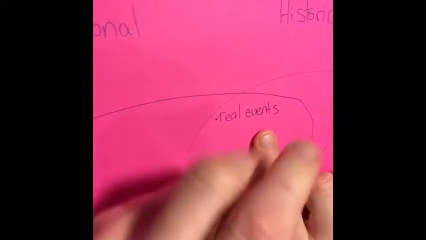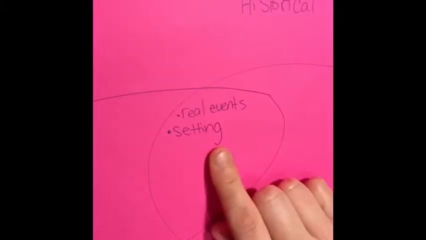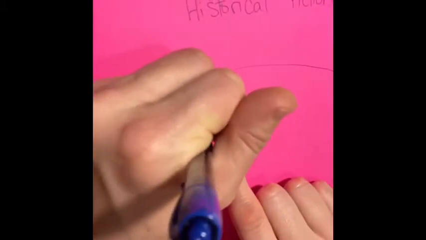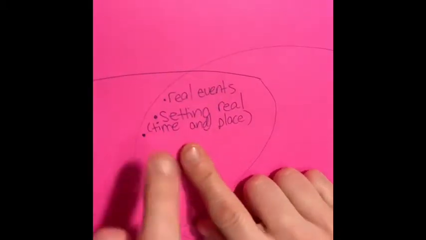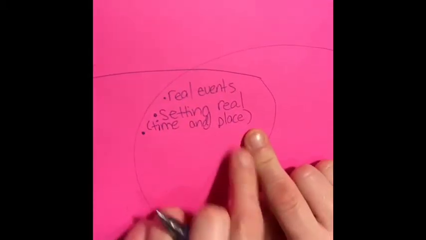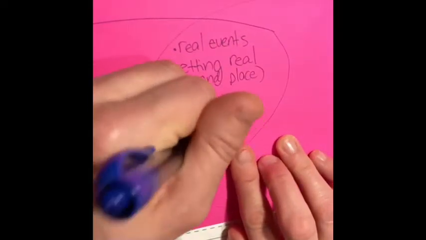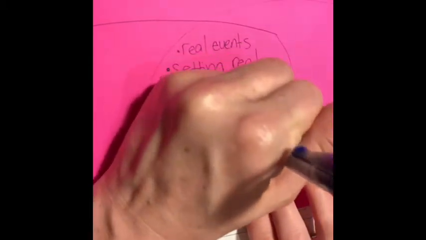I'm going to make a really big section in the middle. The middle is where we'll write how they are similar. Both include real events, right? We also know that the setting is real. Remember, setting is the time and the place. We know that both texts have to have accurate information, historically accurate information, we will say here.